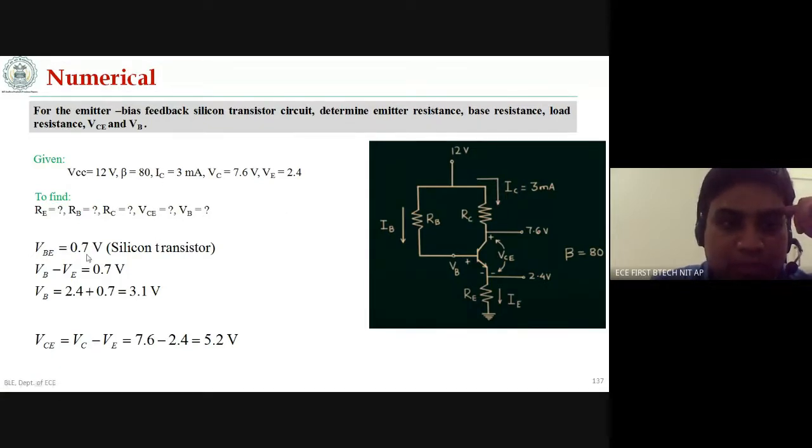Now VBE we know, right? 0.7 volt for a silicon transistor. Now this base emitter voltage can be denoted as VB minus VE, which is equal to 0.7 volt. VE is given 2.4 volt in the question. So VB can be found as 3.1 volt. And what is VCE? VCE is equal to VC minus VE, which is equal to 5.2 volt.